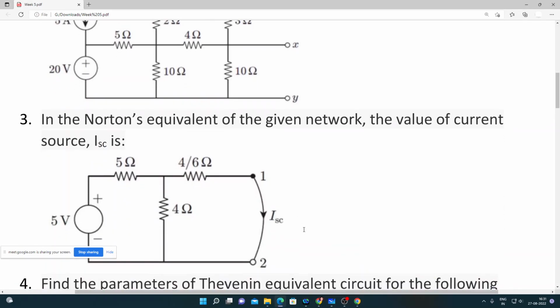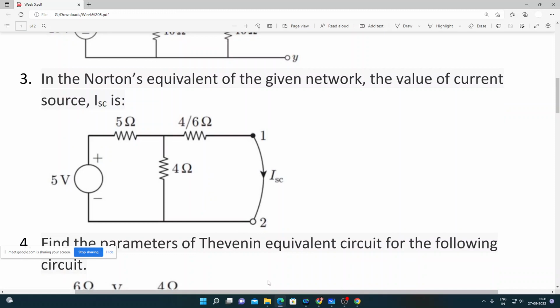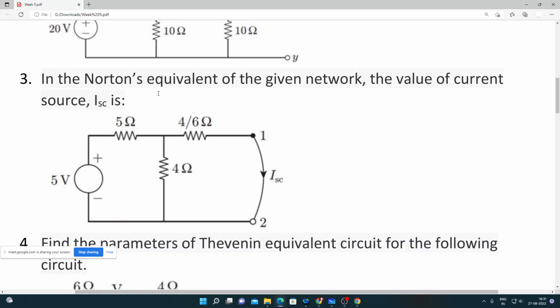Next problem is, in the Norton equivalent circuit of the given network, the value of current source ISC is, so we need to find out this current. So we just have to do this circuit analysis, which is a very simple thing. So we have 4/6 ohms in parallel with 4 ohms, and the combination is in series with 5 ohms. So let's take the parallel combination of 4 ohms and 4/6 ohms. So that will be that is 4/7.